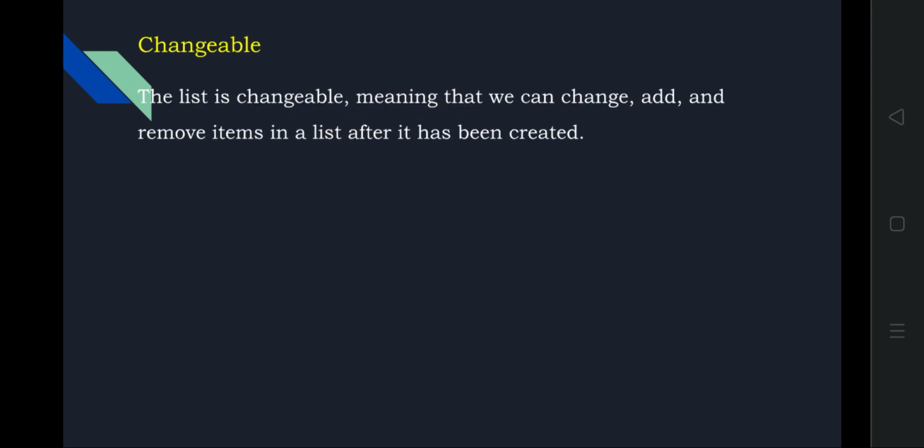And the next quality is changeable. The list is changeable in the sense that we can change, that is, add and remove items in a list after it has been created. While creating, we can even create an empty list and then keep adding elements using the functions, and we can also remove elements using the functions. So that is why we say that a list is changeable.